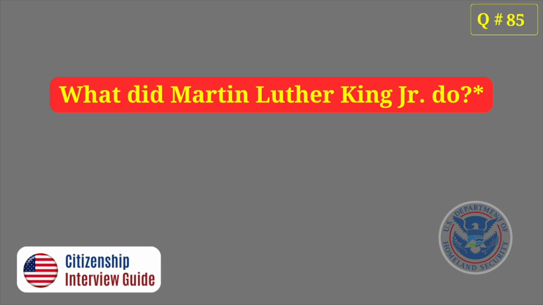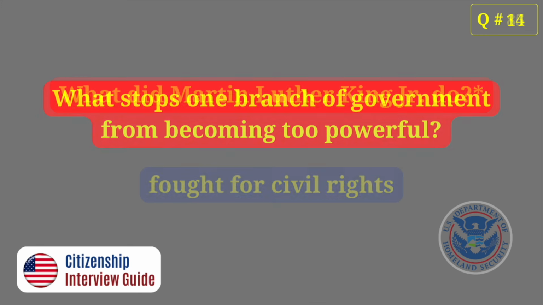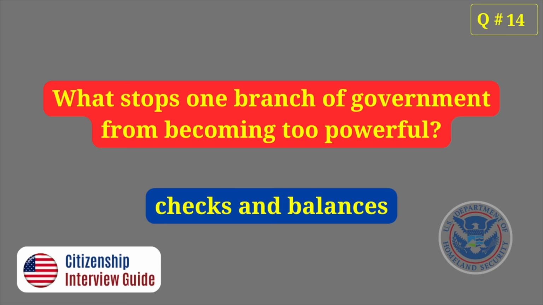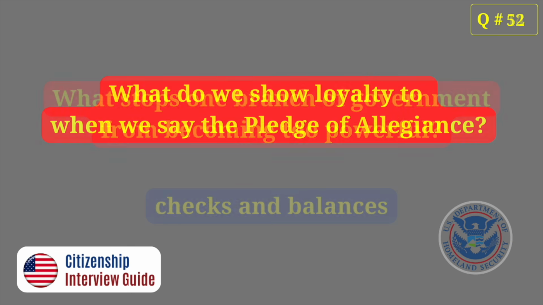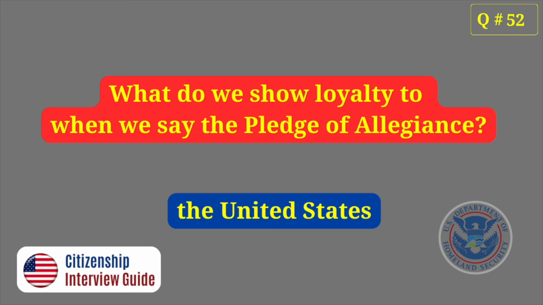What did Martin Luther King Jr. do? Fought for civil rights. What stops one branch of government from becoming too powerful? Checks and balances. What do we show loyalty to when we say the Pledge of Allegiance? The United States.